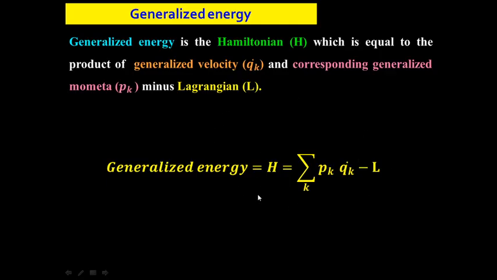So this generalized energy can be represented in the form of the Hamiltonian, which is equal to the summation of the product of generalized momenta and generalized velocity minus the Lagrangian. So this is the simple definition of generalized energy with its expression.